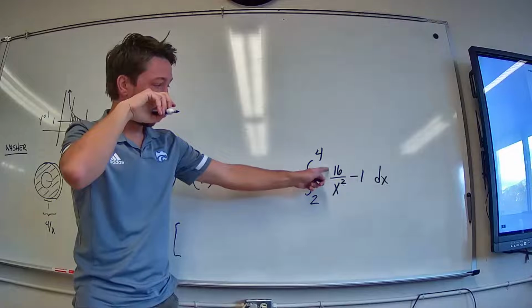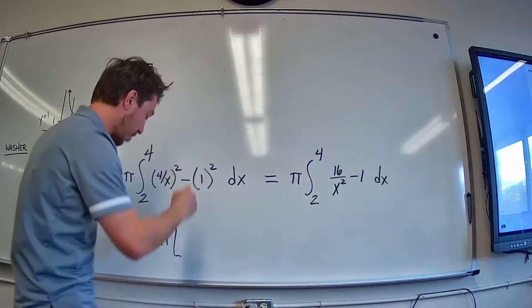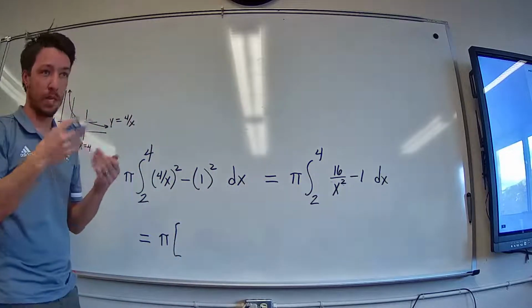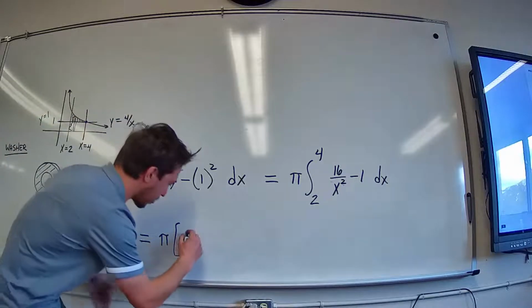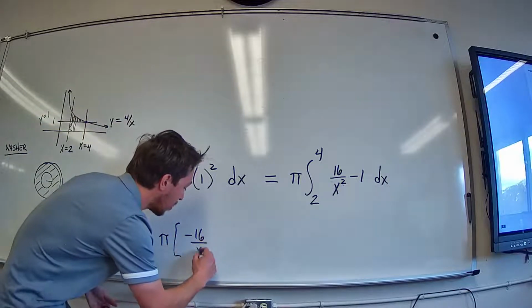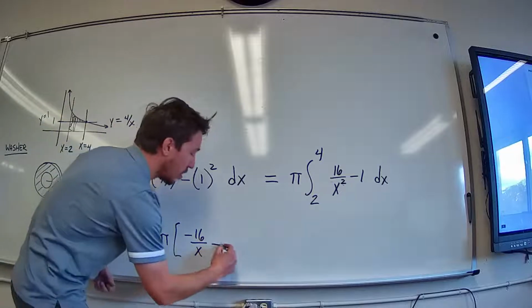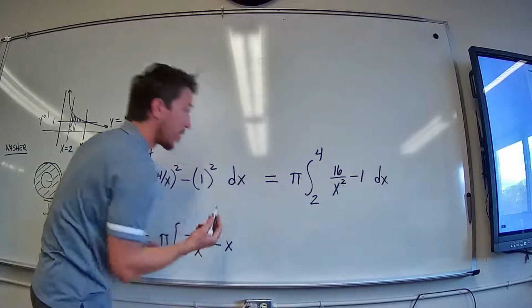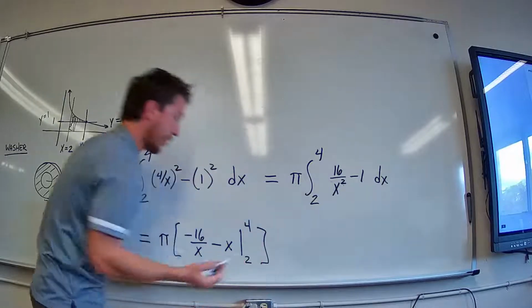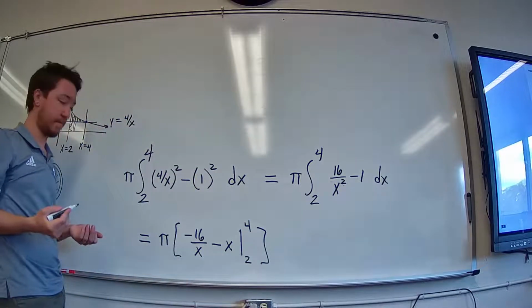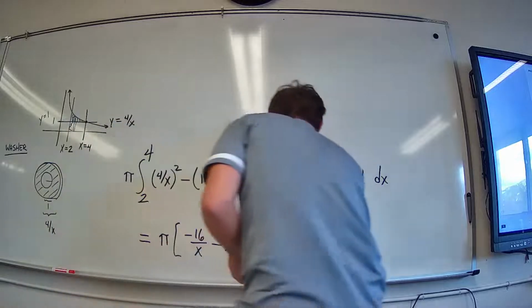Integrate this. So 16x to the negative 2 becomes 16x to the negative 1 divided by negative 1. Long story short, negative 16 over x. The integral of 1 is x. And we're going from 2 to 4. We feel okay still? Yes. Great.